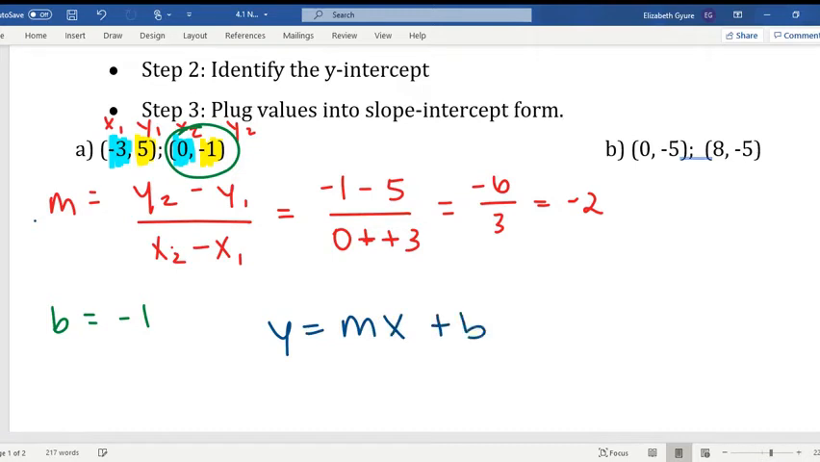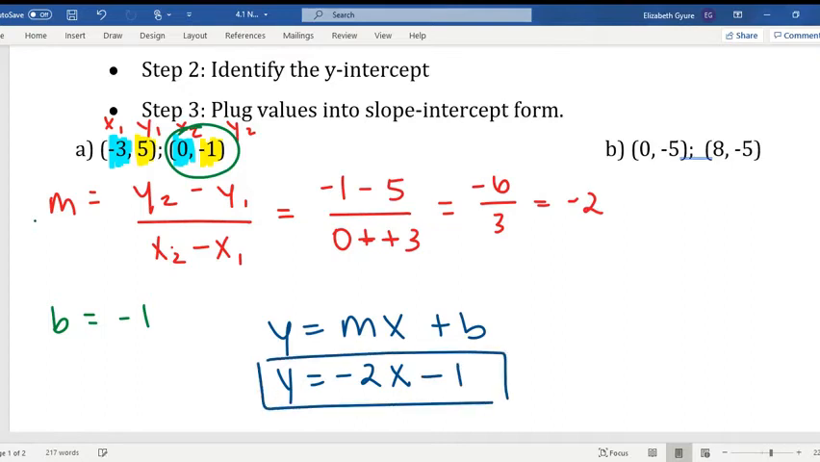What's our m? -2. Then put your x. And then b is a -1. So then we would put -1. Good. So it's really only one extra step.